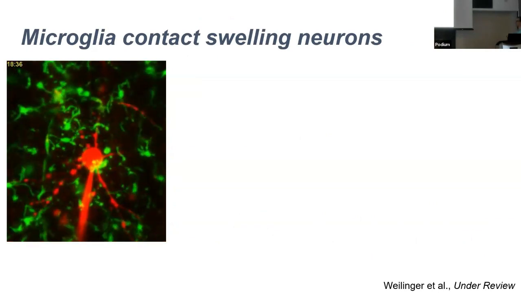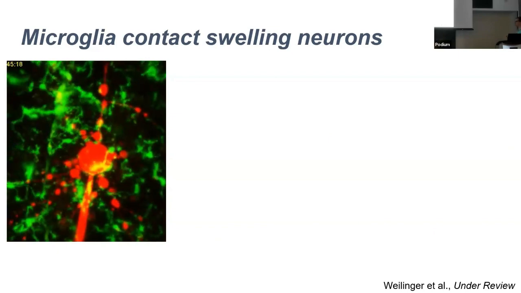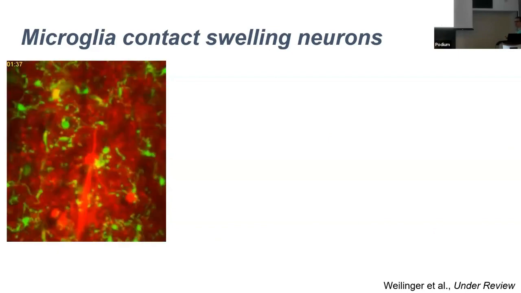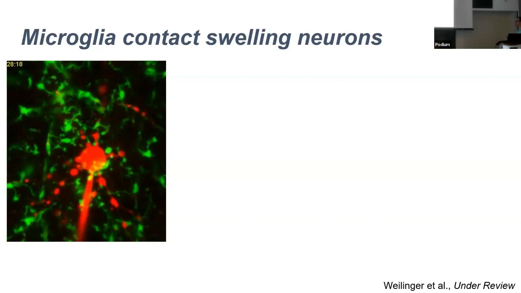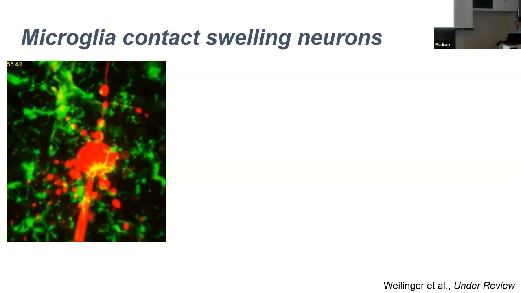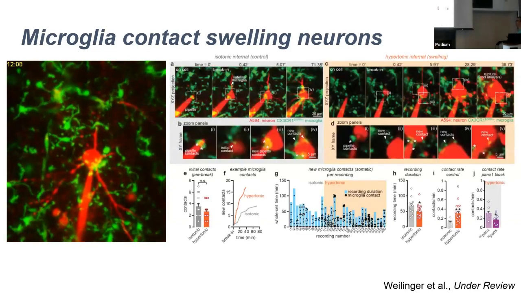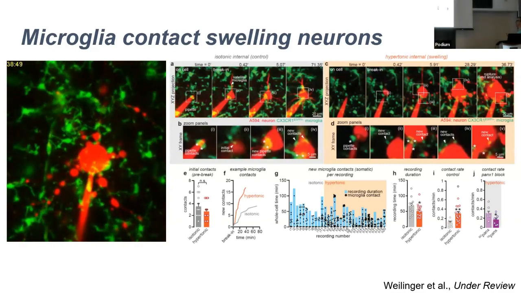And so this is a neuron that's patch loaded with a hypertonic internal, so it drives water entry or osmotic swelling. And you can see that the microglia are particularly interested in this cell. And that's because they are, compared to control.